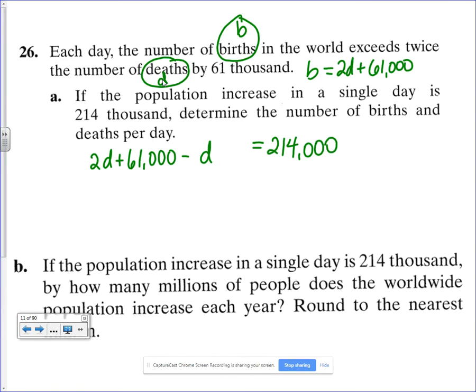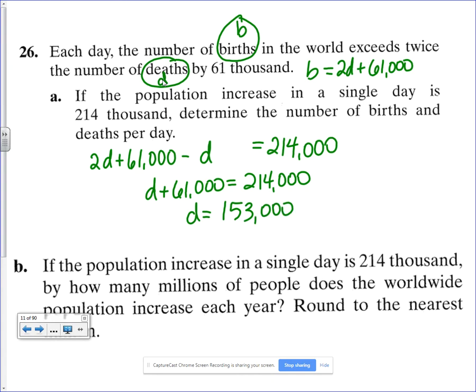So if I combine my like terms, it looks something like this. If I then solve it, I get D is 153,000. So that means 153,000 people will be dying, but I also need to know the births. So I'm going to take that number and I'm going to plug it in right there for deaths. Okay, 2 times that plus 61,000 should give you 367,000 babies being born in that day.